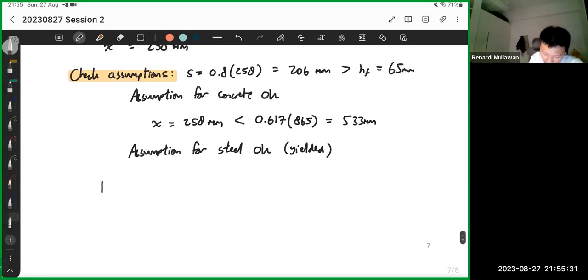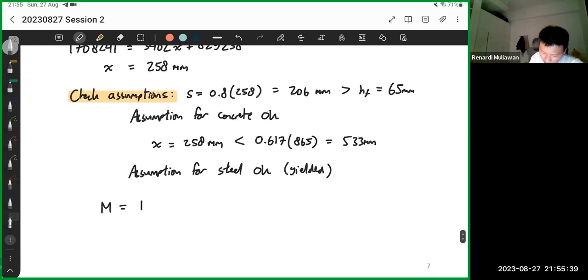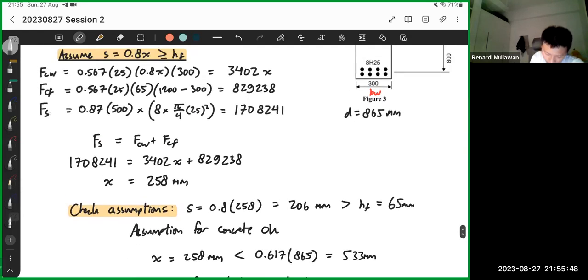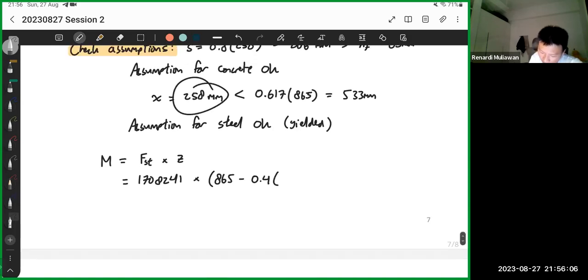So again, for the moment, we can just use the couple moment. I'll use the steel, F times Z. Okay, so steel just now FST is what? This one. 1708241 multiplied by z. So z is 0.4x, right? Sorry, d minus 0.4x. So 865 minus 0.4 times x. X in this case is 258. Then we multiply by 10 to the minus 6 to get kilonewton meters.